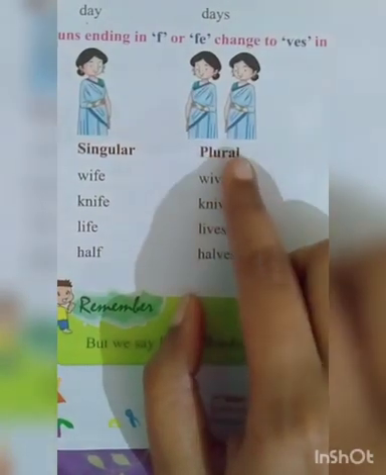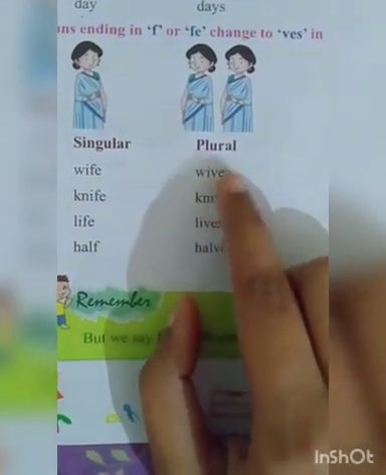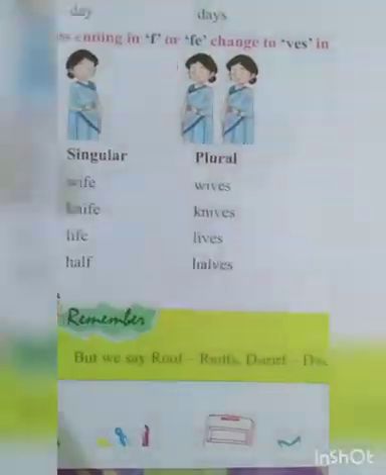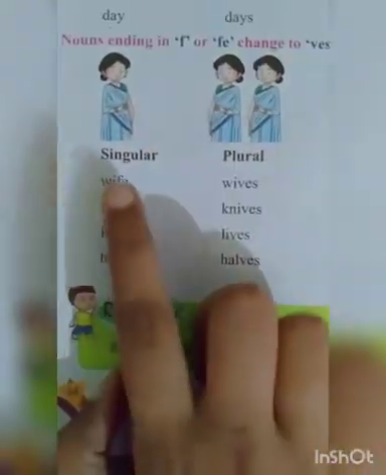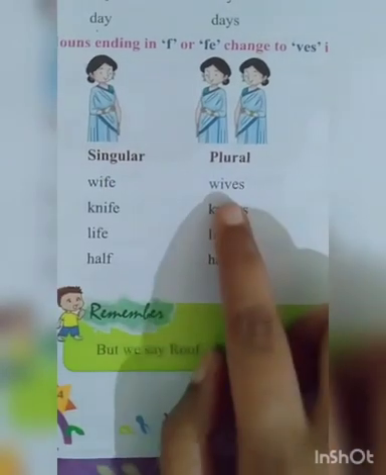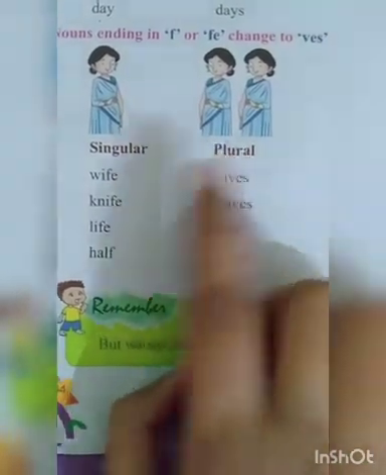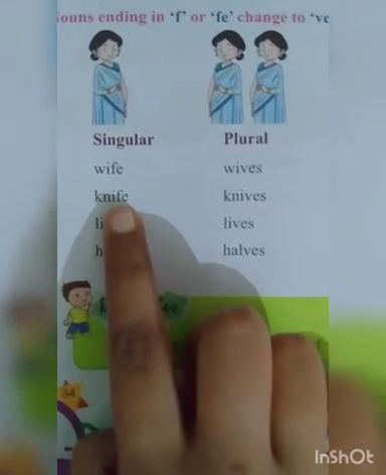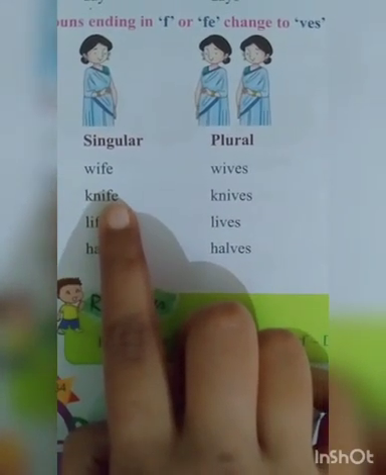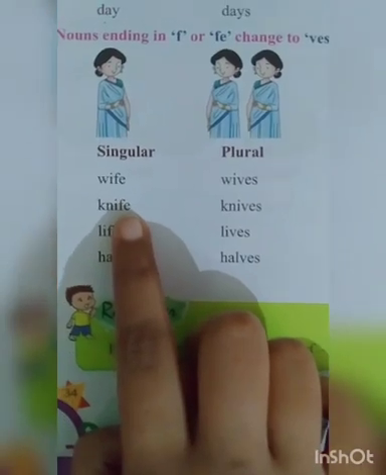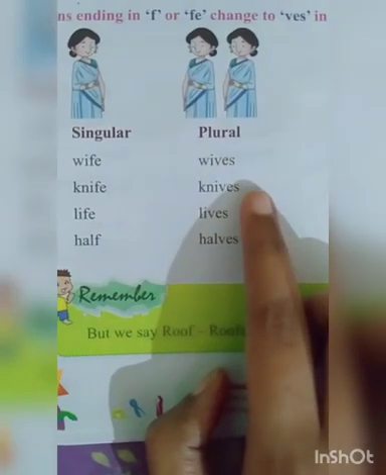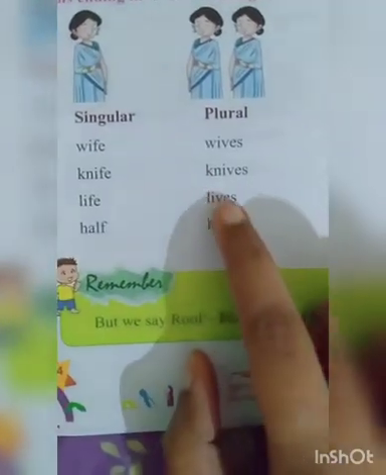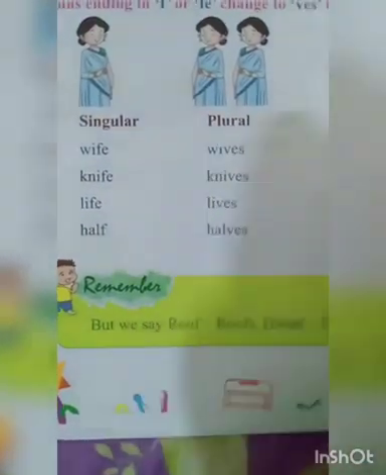So now in plural form, what will it be? WIVES. See, VES came now. So WIVES, wives. Here the question was wife, and that will change into wives in the plural form. Now knife. Again, it is ending with FE. So what will we change? We will write VES. Now repeat after me. Knife, knives, KNIVES. Yes. Life, lives. VES. Half, halves.